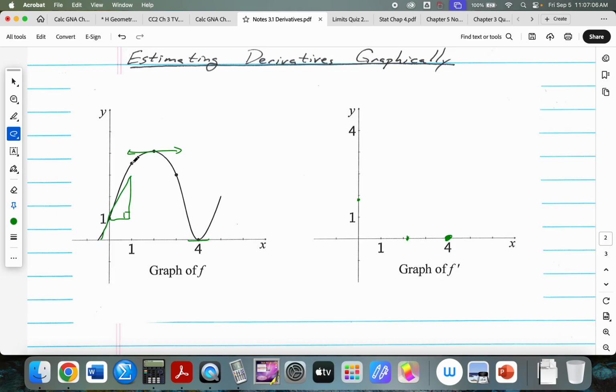When I'm over here, this slope, again, I just kind of eyeball it. That slope looks like it's about 1.5. So I'm at x is 1 and this is 1.5. It's less steep here.